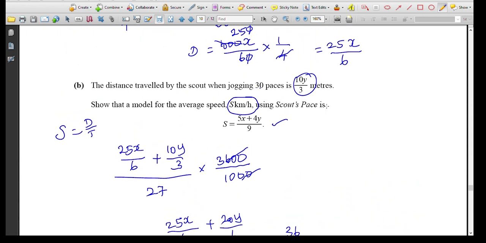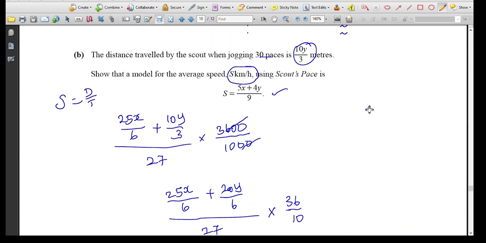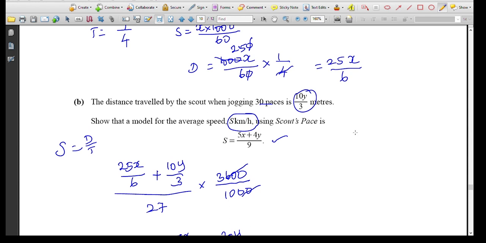Okay, 4b is for 30 paces. X and y values are different there, but we have to show that average speed equals 5x plus 4y divided by 9, but there it is for 9 paces. Even here we have to calculate for 9 paces, for 30 paces, but x and y values will get a bit changed. So here only the timing is going to change, and all the remaining is going to remain the same. So let's see there. What is this, 25x by 6 and ny by 3? We are not okay to use the same, but instead what we can do is use the direct values.